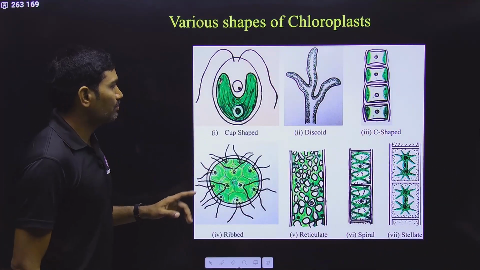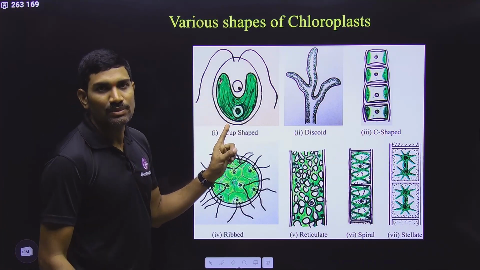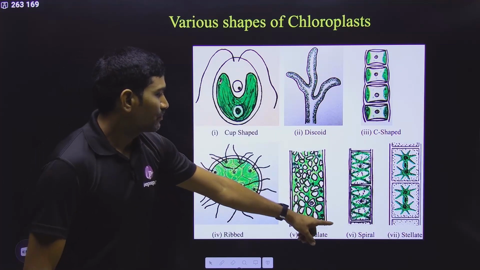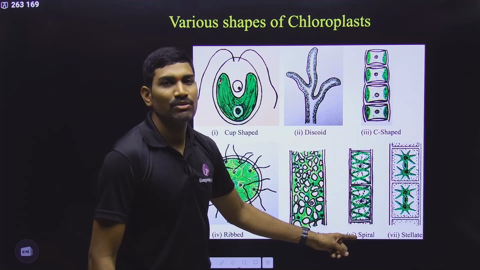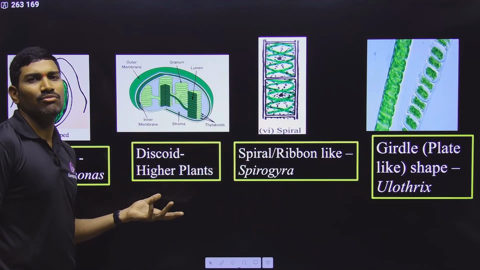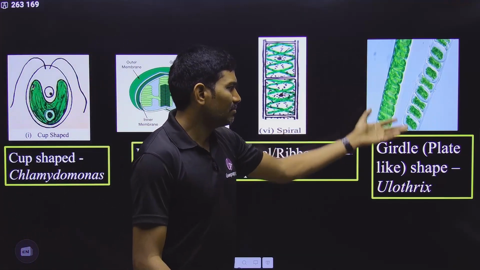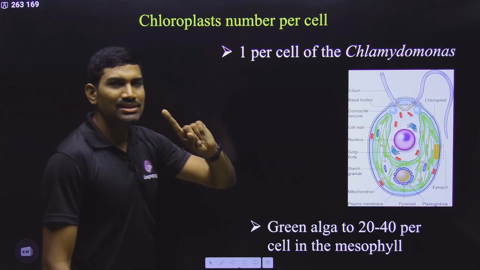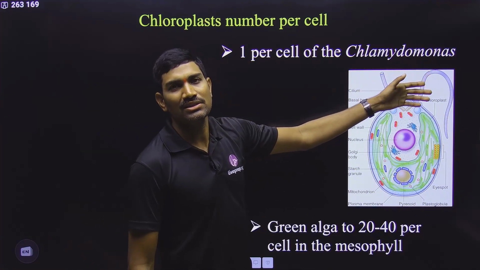So now we will come back to all these things. Cup shaped chloroplast is present in Chlamydomonas. This is one important point that you need to remember. And next one, spiral or ribbon-like is present in Spirogyra. And next one, discoid or oval-like is present in higher plants. At least these are some basic important points, and the remaining things are for understanding purposes only. Clear? And regarding the number, only a single chloroplast is present in one cell. The example for that is Chlamydomonas, which is a green alga.